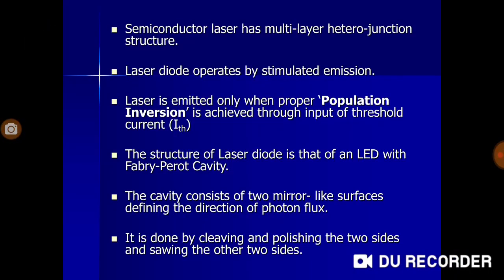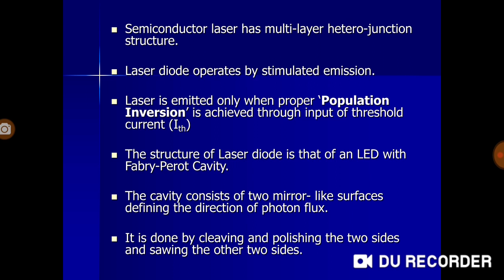Now we come back to where we talked about population inversion. It is achieved through input of threshold current ITH. I just mentioned that by some method we apply external current or some external agitation so that the electrons on the ground level are directly pushed up to the highest energy state, E2 suppose. That causes population inversion, that is the highest number of electrons in the highest energy level and fewer electrons in the lower energy level. Population inversion is achieved through input of threshold current.